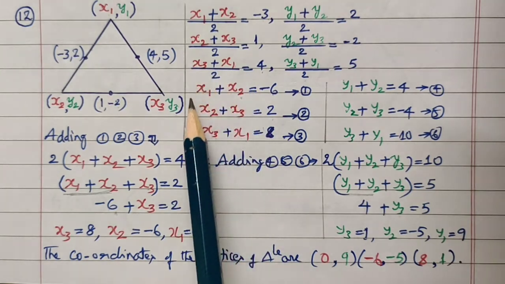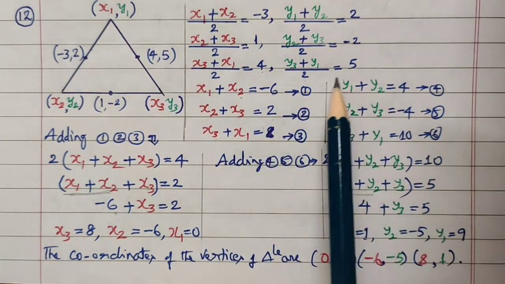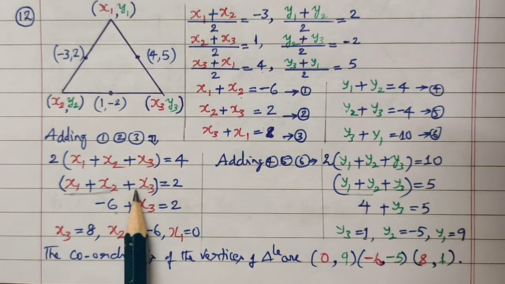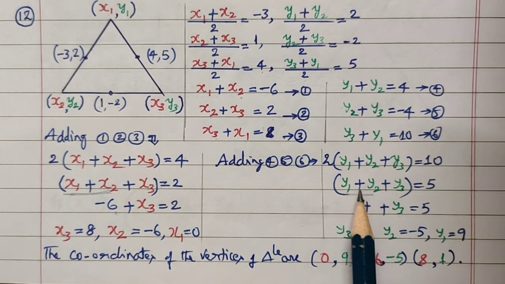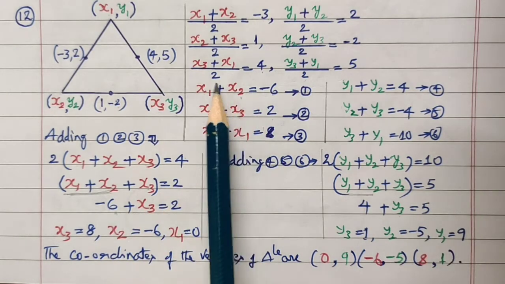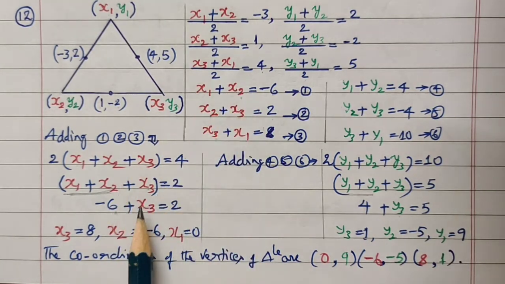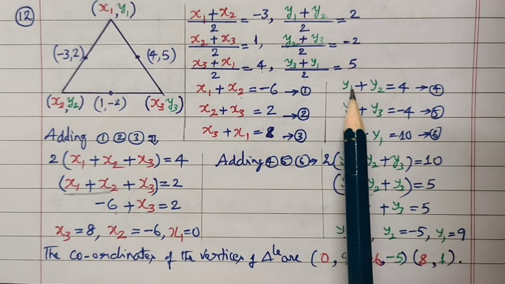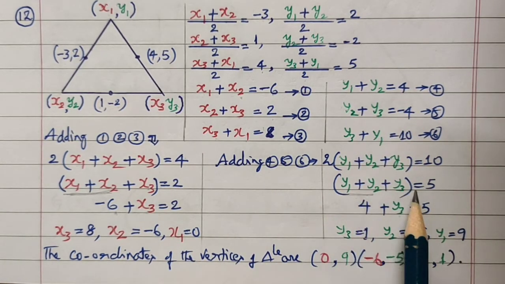So add these 3 equations and add these 3 equations, we get x1 + x2 + x3 = 2 and y1 + y2 + y3 = 5. We already know the value of x1 + x2, so we can find the value of x3. We know the value of y1 + y2 as 4. Substitute here, we'll get y3.